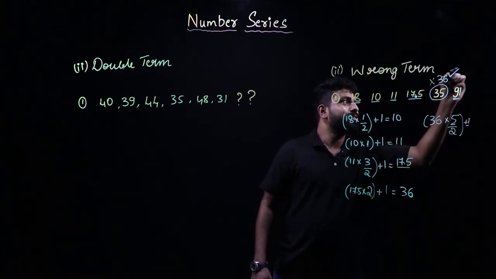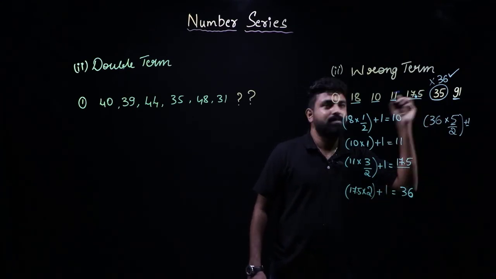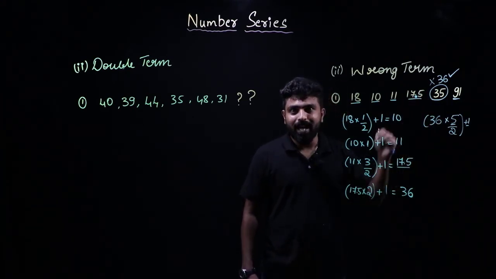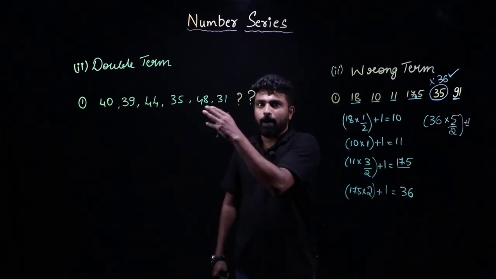So my term should have been 36, but there is 35, which was the wrong term, and we found out that 35 is the wrong term, and that is my final answer. So let us move on to our next type of questions here, which is double terms.